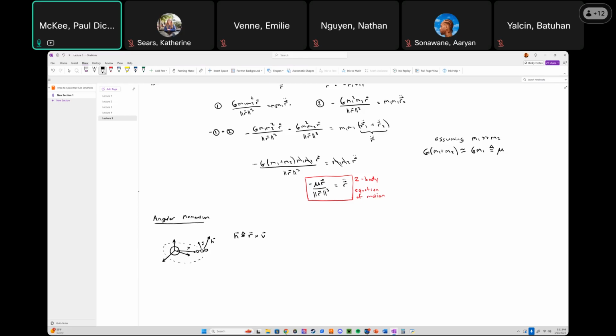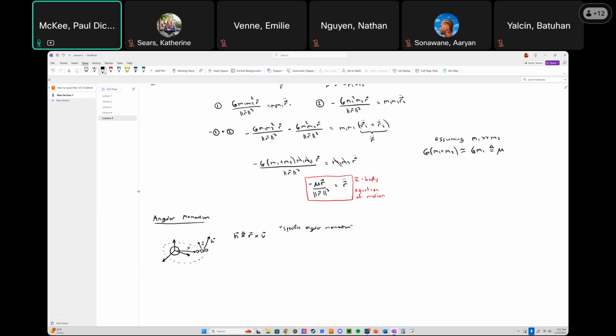The idea here is that R and V are in the XY plane, and then H is perpendicular to both of those. I hope that makes sense from the diagram. Specifically, sorry for the play on words, this is specific angular momentum, because you'll notice that mass does not feature in here. This is specific angular momentum.